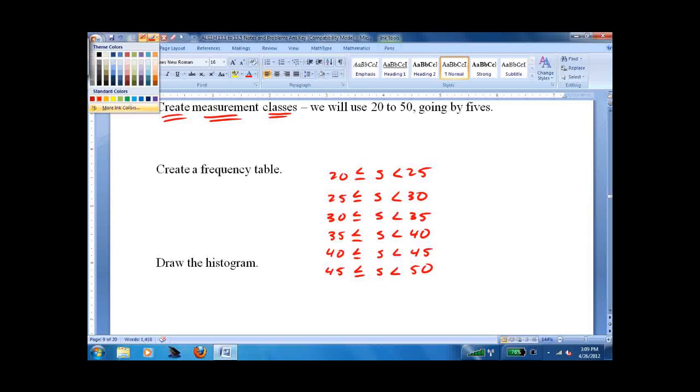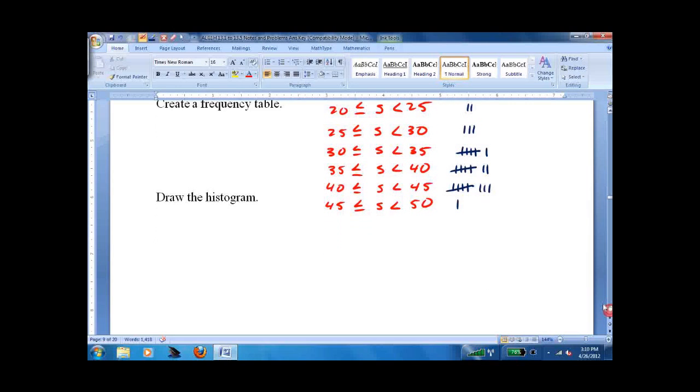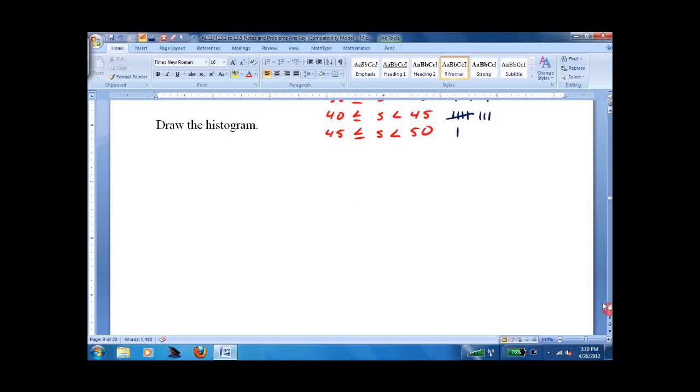And then you'd actually sit down and pull each data point off. Say, oh, there's one here, and there's one here, and there's one here, and then there's another one here. So I've done that already. There's 2 in this category, 3 in that category, 6 in that category, 7 in that category, 8 in the second to last category, and 1 in the last category. So take that data and draw your histogram.